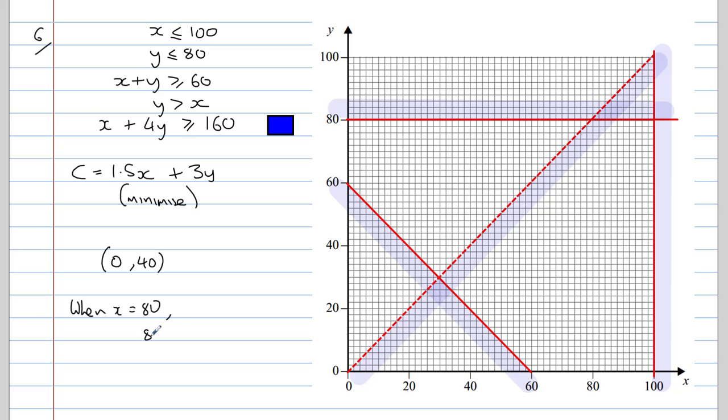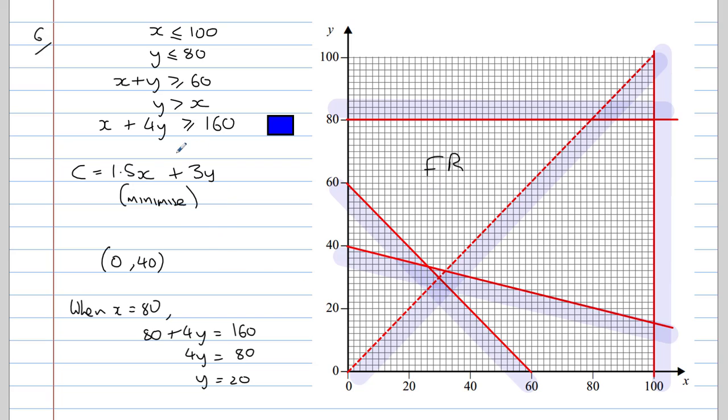That would give us 80 plus 4y equals 160. Subtracting 80 from both sides gives us 4y equals 80, and dividing through by 4 gives us y equals 20. So we can plot the point (80, 20). And then we can draw a line from (0, 40) that goes through that point and continues on for the rest of the graph. We're interested in when x plus 4y is greater than 160, so we want the region above the line. That means we shade out the region below the line. So our feasible region is in here.